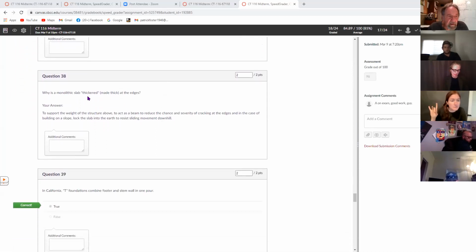38, why is a monolithic slab thickened? I think everybody got that right. It's taking the place of a footing, which spreads the weight out, and a thickened slab is usually as thick as a footing, and so it will support all the walls. The weight of a house is on the perimeter, the outside edge, because the walls are above it. So all the weight comes down the roof, everything comes down that edge. So your concrete on that edge has got to be good.